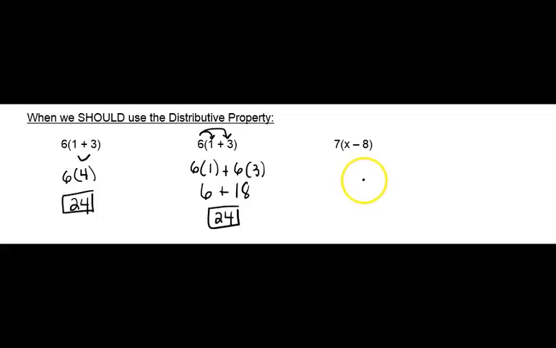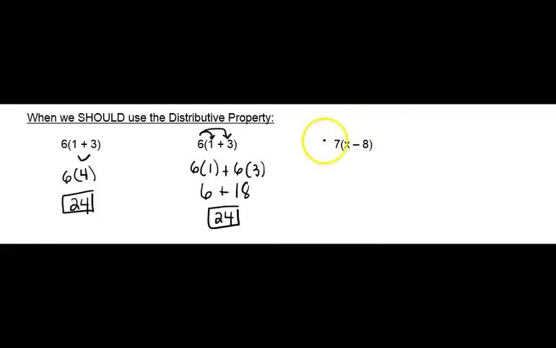Another reason we need to use the distributive property: we can't use order of operations because we have a variable x here. We don't know what x is, so we can't solve the grouping symbols x minus 8 not knowing what x is. So instead, we want to use the distributive property.